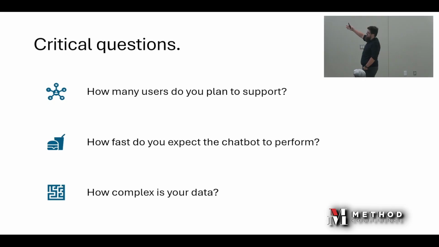And again, just questions to consider. These are just development questions. How many users do you need? That'll inform your infrastructure choices. How fast do you expect it to be? Do you need a cache? We don't need one, but it'll make it faster. And how complex is your data?